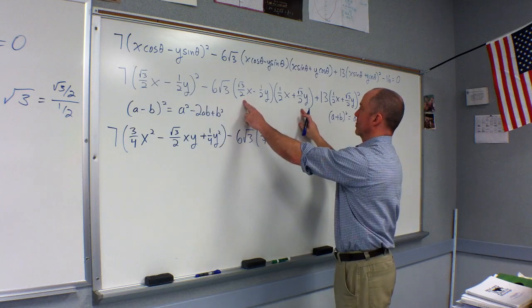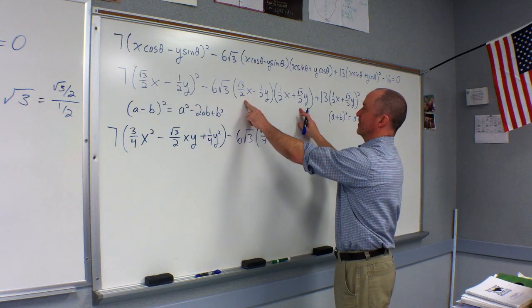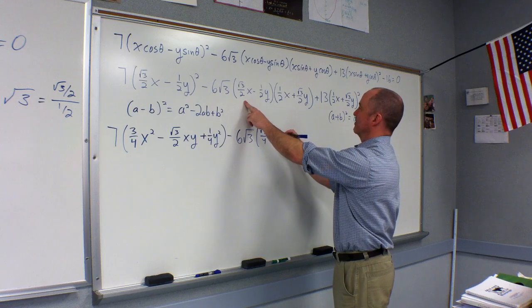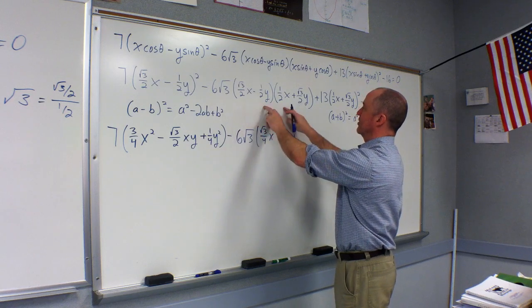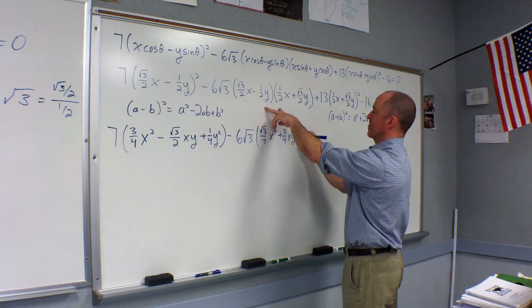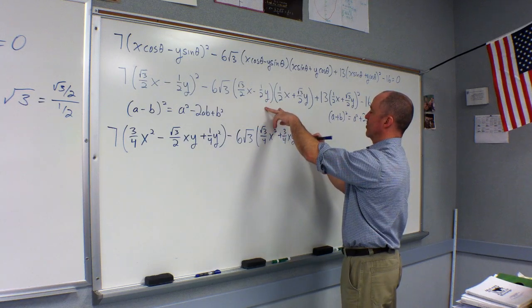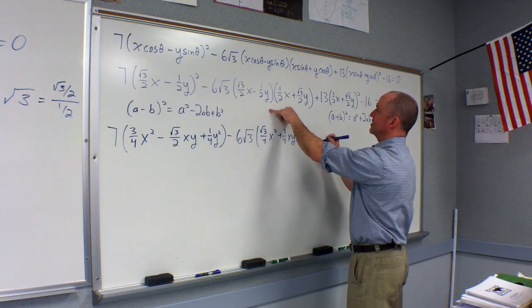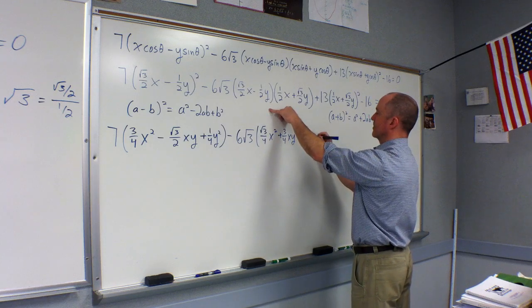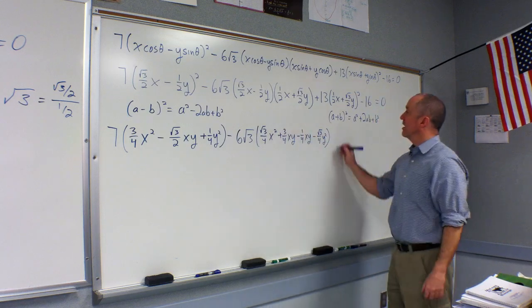Root negative root 3 over 4. Wait, no, outer? I just did it. It's 3 over 4 xy. Inner? That's 1/4, minus 1/4 xy, very good. Last? And that is negative root 3 over 4 y squared. Very good.